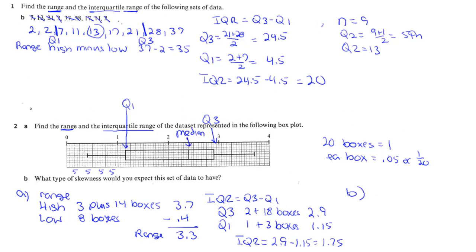Now, part B says, what would you expect the skew to be? Well, the median is over to the right-hand side. That means it's going to be negatively skewed. In this case, the mean is going to be less than the median.